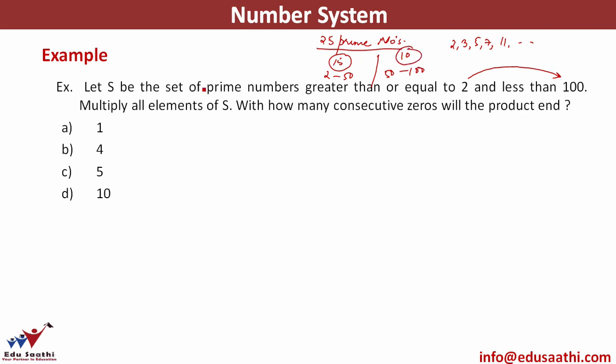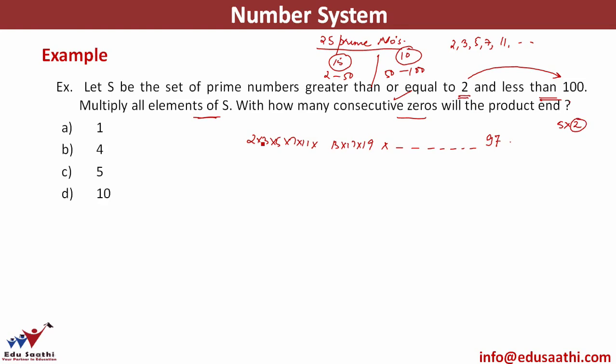So the question is, let S be the set of prime numbers greater than or equal to 2 and less than 100. Multiply all the elements of S. How many consecutive zeros will be there at the end? So I'm multiplying 2, 3, 5, 7, 11, 13, 17, 19, and so on. What is the largest prime number that you have? 97. Now if you multiply them, how will you get a 0 with 5 and 2?